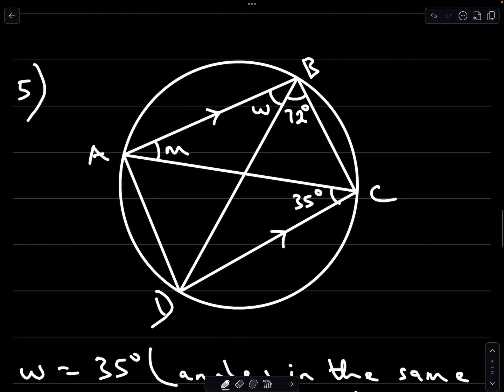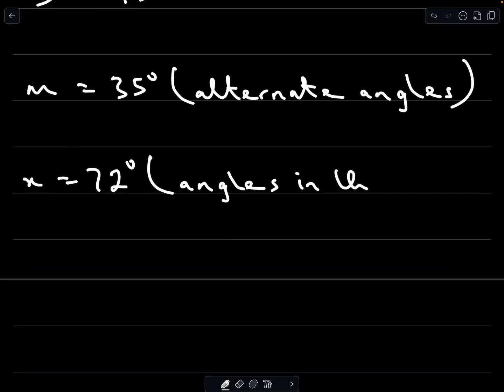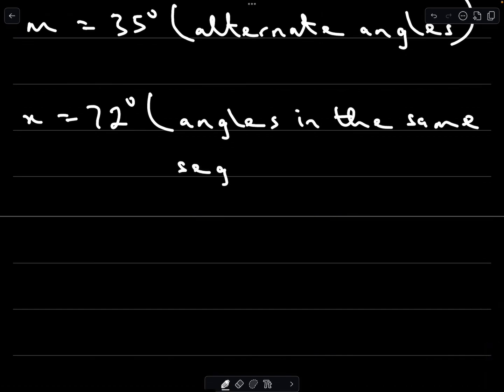Now that we know M, we can also see that this angle, let's call this X, is also equal to 72 degrees. And the reason is angles in the same segment. X equals 72 degrees, angles in the same segment.